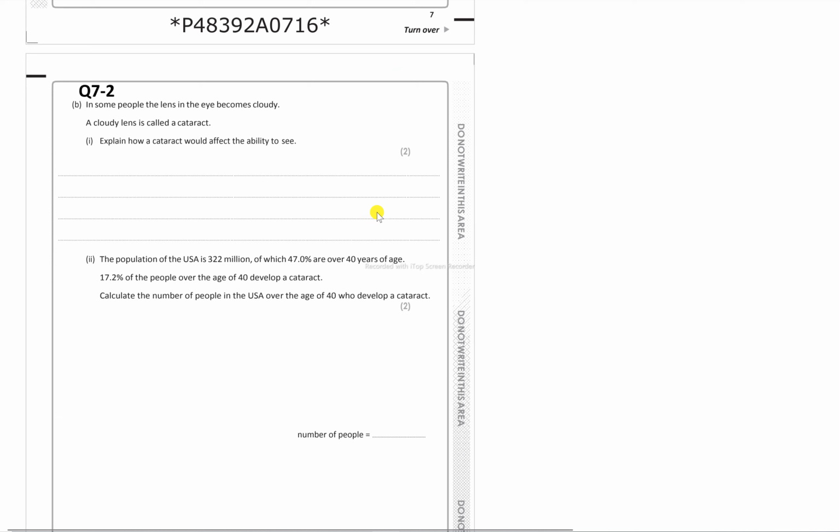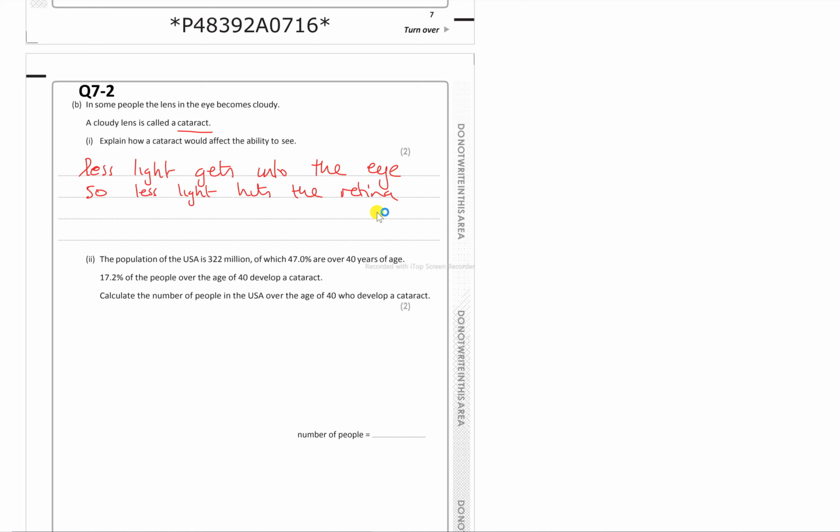In some people, the lens can become cloudy. This is called cataract. How will the cataract affect the ability to see? So there's less light gets into the eye. So less light gets into the eye. So less light hits the retina, or the fovea.